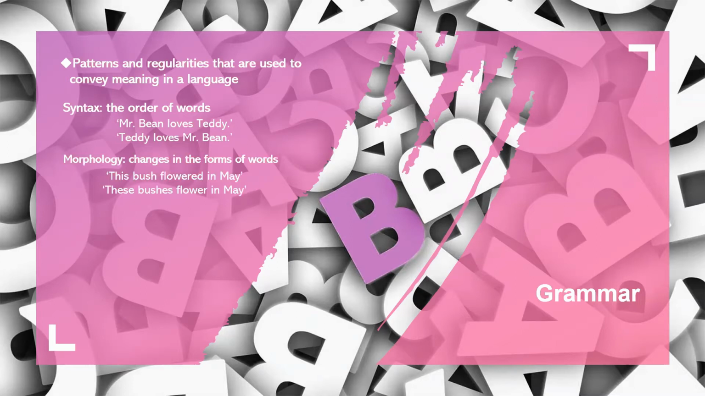Another aspect of grammar consists of changes in the forms of words, part of morphology, more important in some languages than others. This bush flowered in May means something different from these bushes flowered in May because of the differences between this and these, bush and bushes, flowered and flower.